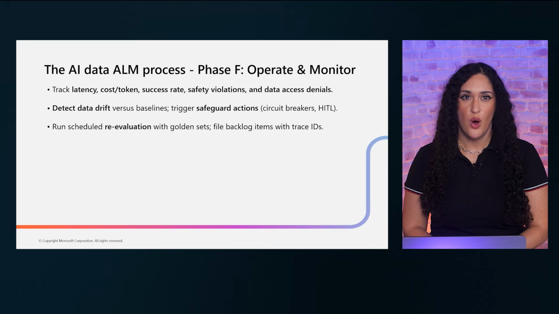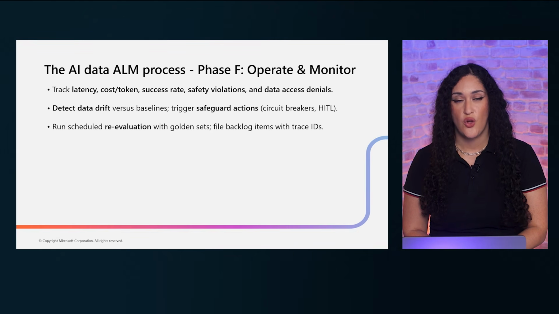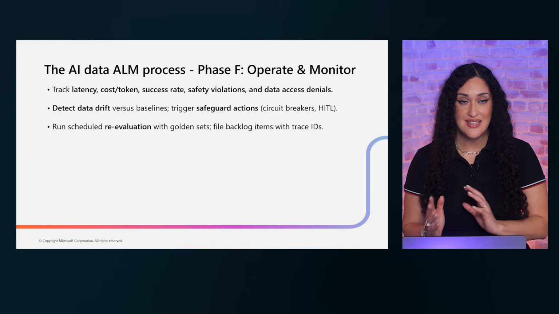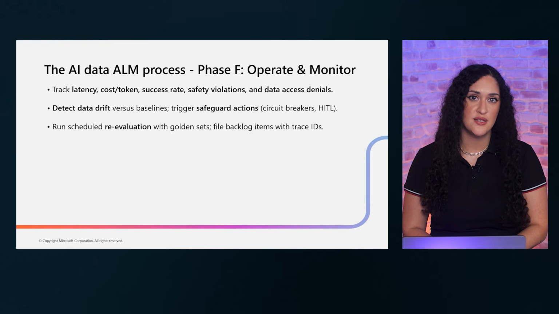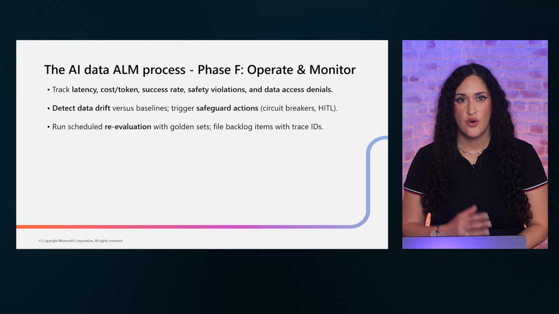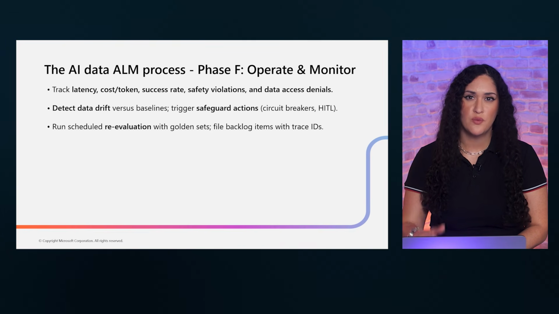Phase F is where you operate and monitor your AI in production. Track key metrics including latency at the 95th percentile, cost per token, success rate, safety violations, and data access denials. Compare live metrics against your baselines, and if drift exceeds thresholds, automatically open an incident, route it to the data owner, and pause affected actions. Run scheduled reevaluations nightly or weekly against your golden datasets and store time series data for audit. Build these monitoring loops proactively.